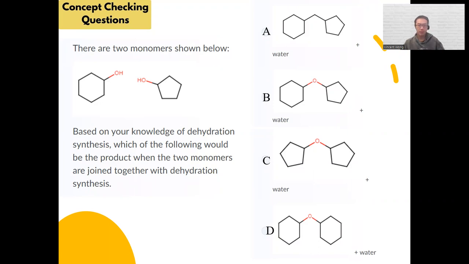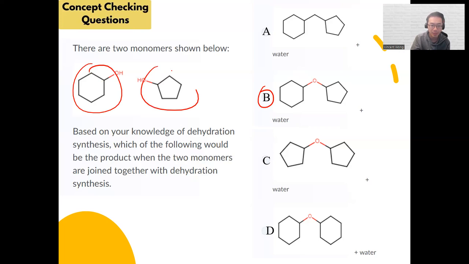Okay, very good. Thank you again for participating. A lot of you got it right. It's going to be B. B is the right answer, because you're going to have the pentagon connected to the hexagon connected to the pentagon, not two pentagons together. We're trying to connect this guy with this guy.